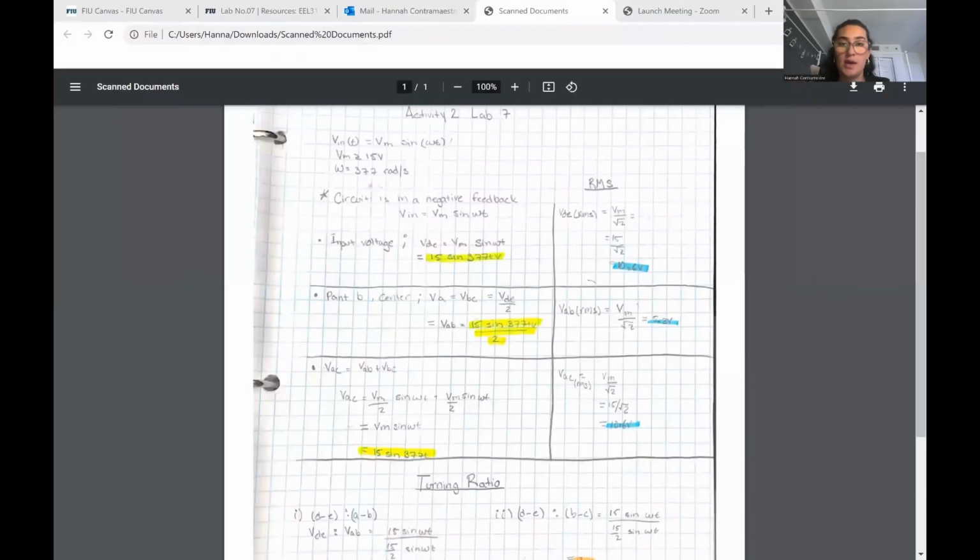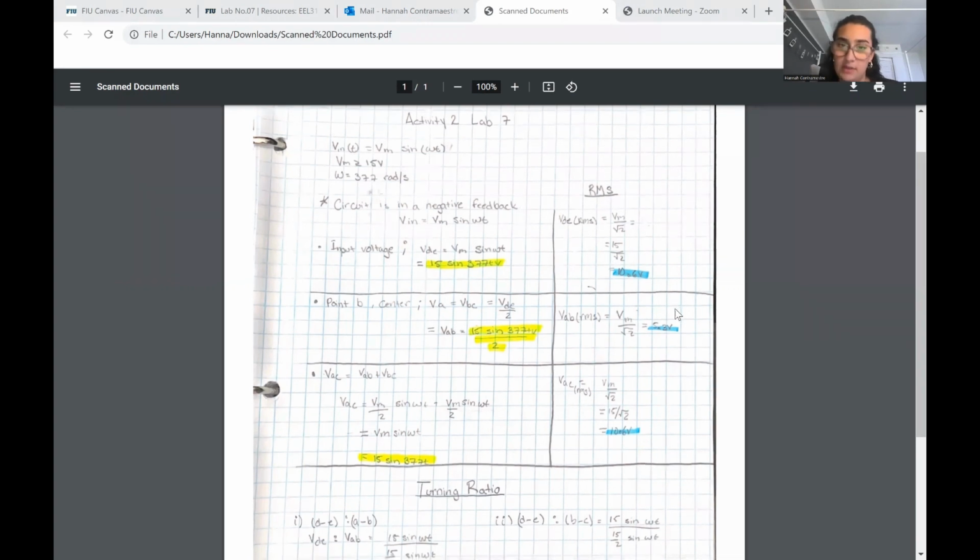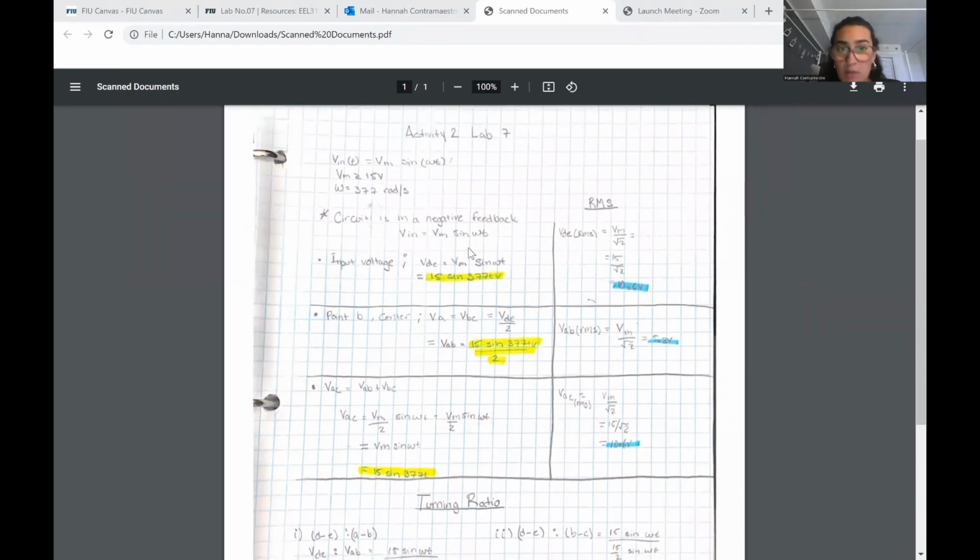Okay, so I did activity 2 of lab 7, and basically we're asked to build a circuit and find the amplitude of VDE, VAB, VAC, and VBC, and also calculate the RMS values. So this is all my work.